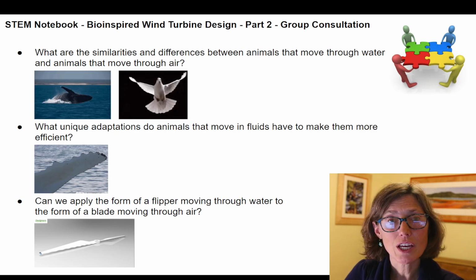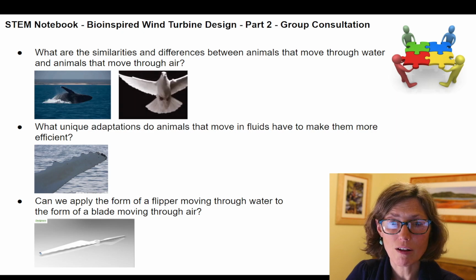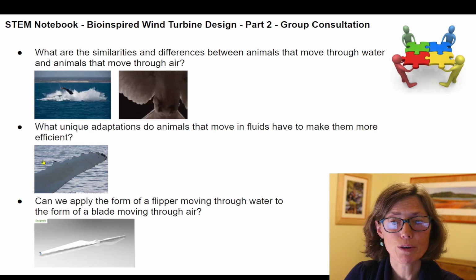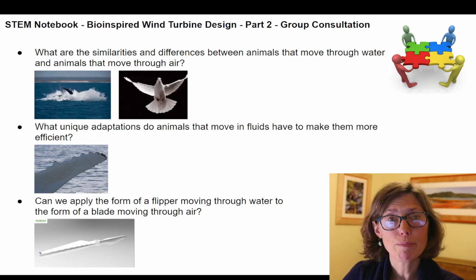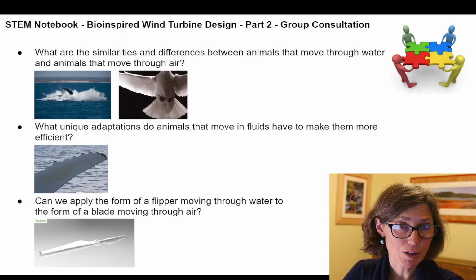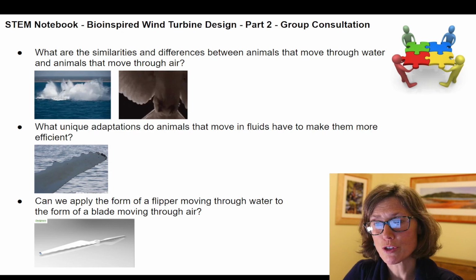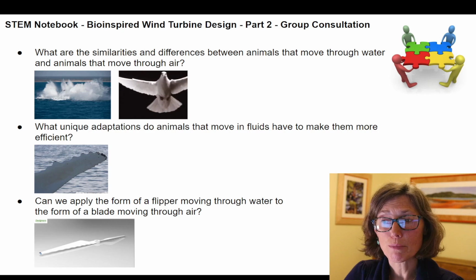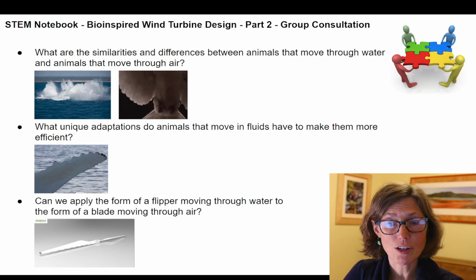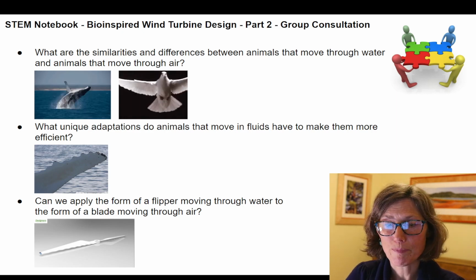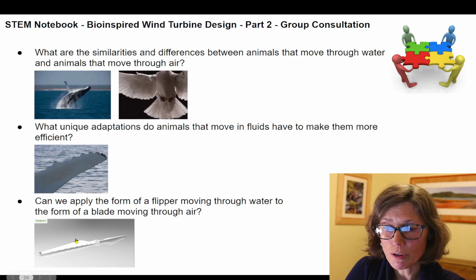Of note here is the flipper of the humpback whale, which shows these interesting bumps, which are called tubercles. And it might help the humpback whale to move its flipper through the water, thereby catching its prey more readily because it reduces drag. And then the last prompt is, can we apply the form of a flipper moving through water to the form of a blade moving through air? Again, with a hint of a 3D blade shown in this bottom picture that has those similar tubercles at the bottom.